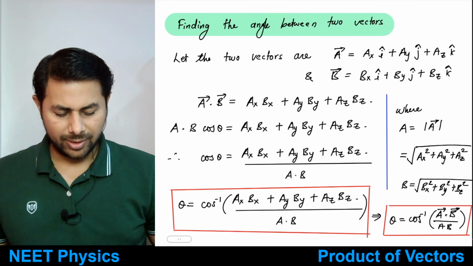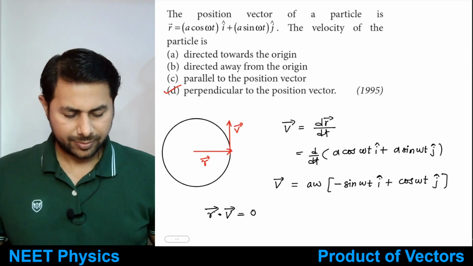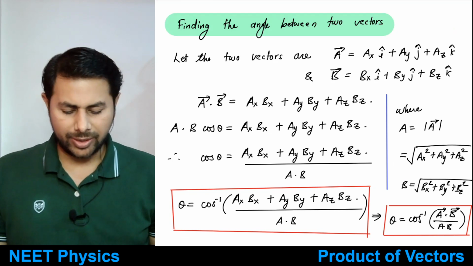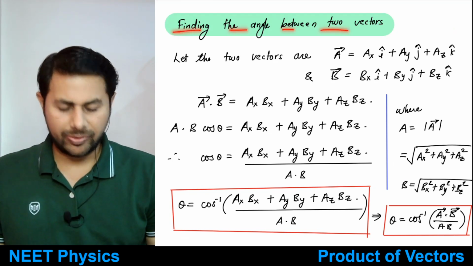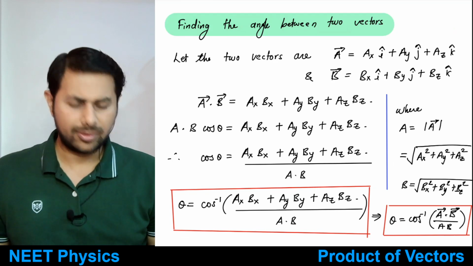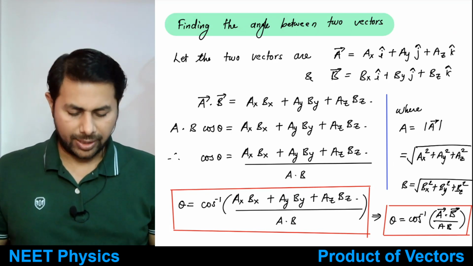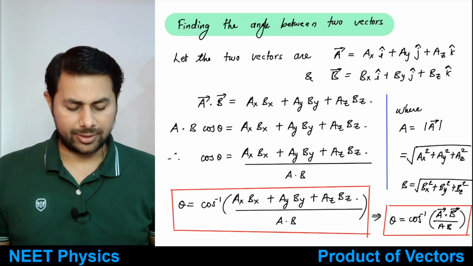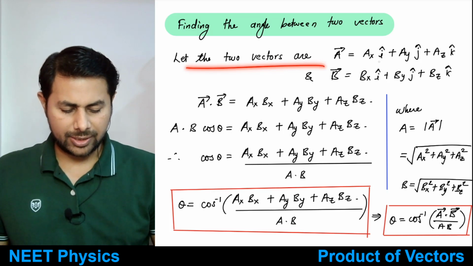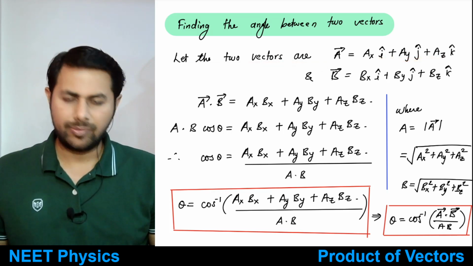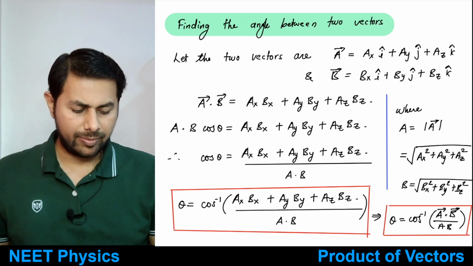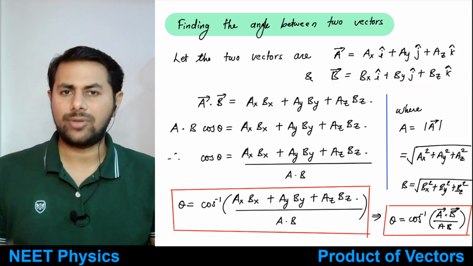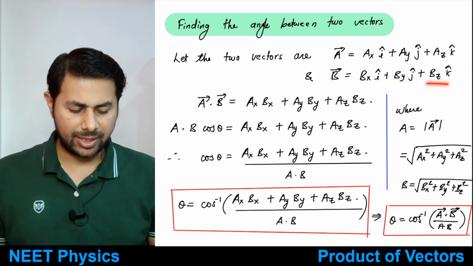All right, so that's the scalar product. Now there are some uses of scalar product. The first one is finding the angle between two vectors. This will be needed sometimes. How do we find the angle between two vectors? Suppose we have these two vectors, a bar equal to ax into i cap plus ay times j cap plus az times k cap, and b bar equal to bx into i cap plus by times j cap plus bz times k cap.